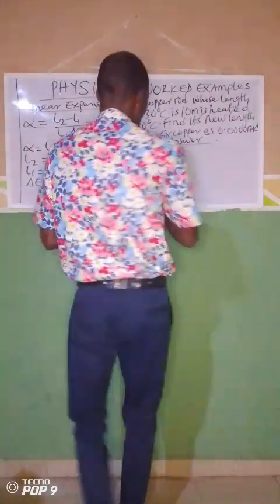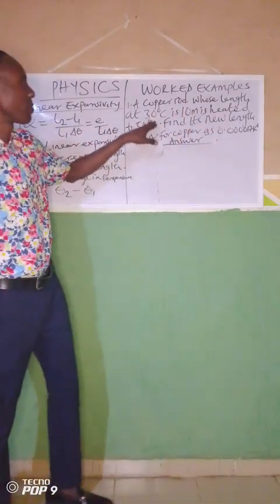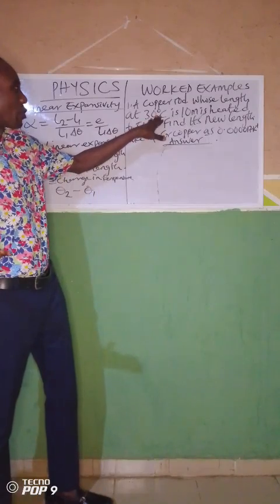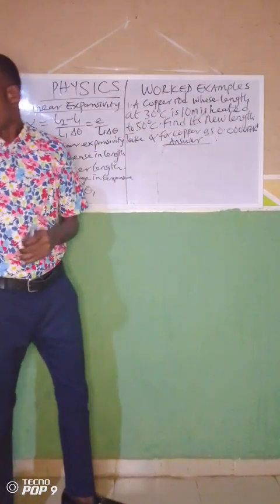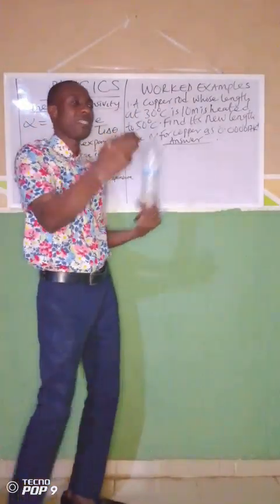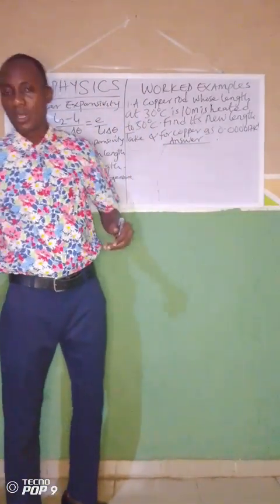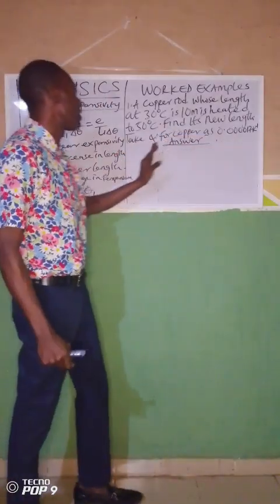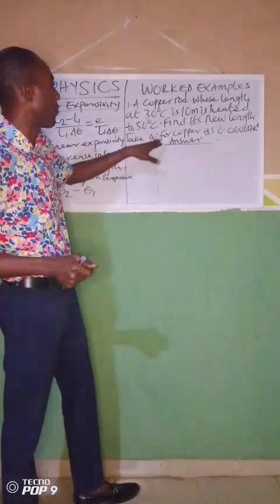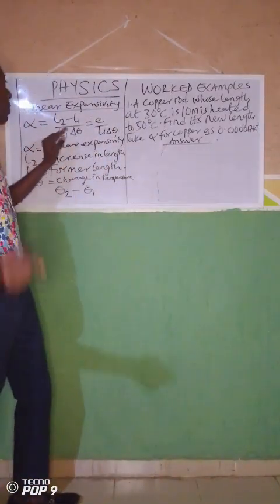Now let's look at a worked example. For instance, a copper rod whose length at 30 degrees C, that is the normal room temperature, is 10 meters. Let's say a plastic bottle whose length at normal temperature is 10 meters is heated to 50 degrees. You now increase the temperature. Find the new length of the copper. Take alpha for copper as 0.000017.